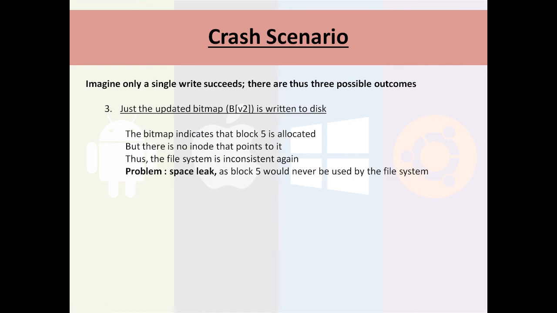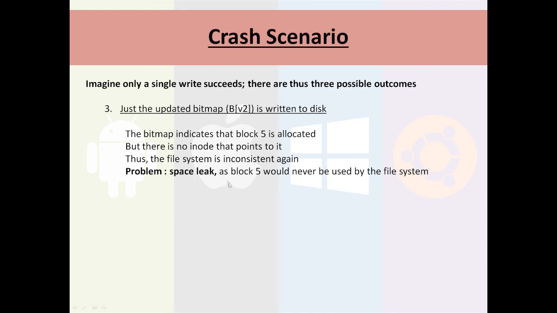Now, the third case is obviously that last case that we haven't touched on: what if the bitmap is written to disk but nothing else occurs? Well, that will indicate that the block 5 is allocated, but there is no inode that points to that. Thus, the file system is inconsistent again, as we have a space leak. That's what this problem is called, a space leak, because block 5 is allocated, but it would never be used by the file system, right? And it wouldn't even be unallocated because there's no inode or file in essence to delete, so it would never be unallocated and never be utilized ever again. So that's obviously another issue.